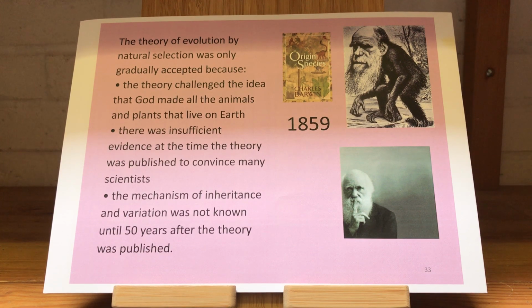In 1859 he published his book Origin of the Species, and this picture up here was a picture that was in the paper that was kind of poking fun at Darwin, saying how can he believe that we evolved from primates.